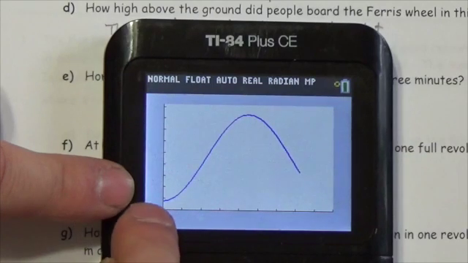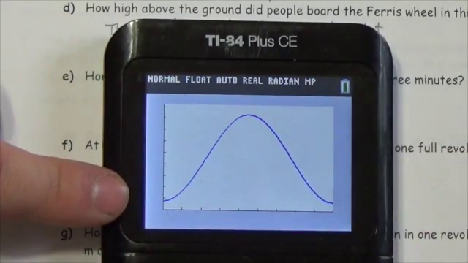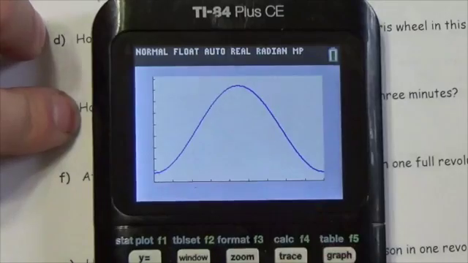So I've got a little bit of room at the bottom, a little bit of room at the top, and there's one complete revolution around the Ferris wheel here. Now the question is, how far above the ground would the person be after 3 minutes?